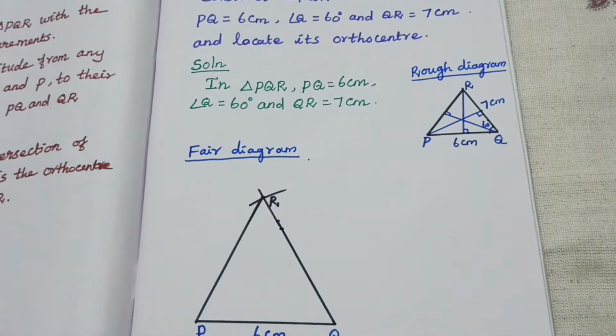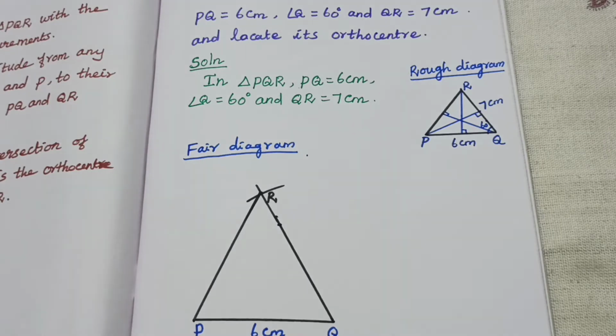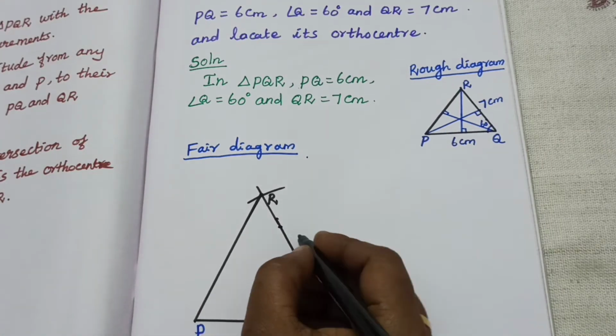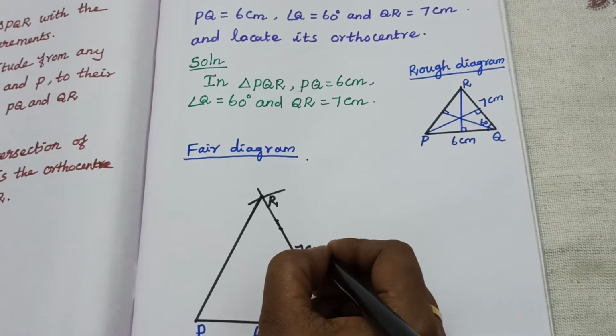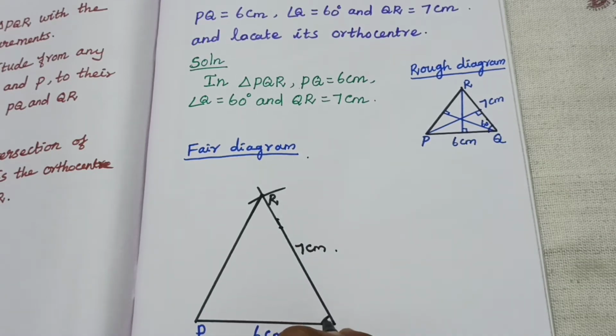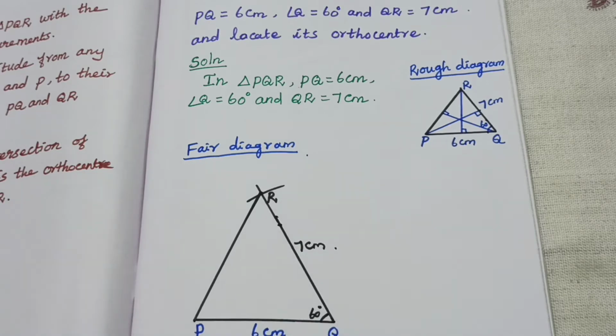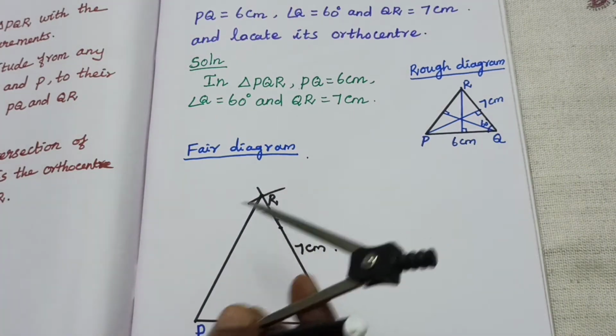Have you understood? What are the points are given? That point we have to write here 7 centimeter. Then this angle is 60 degree. Okay. Then how we can find out the orthocenter? First we have to draw the altitude. Construct altitude from any two vertices. Shall we take here P first, otherwise R shall we take first? The vertex R you should take it.